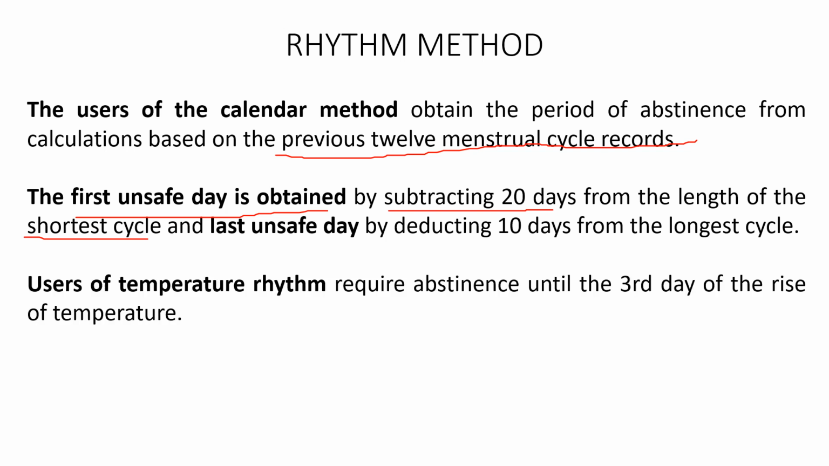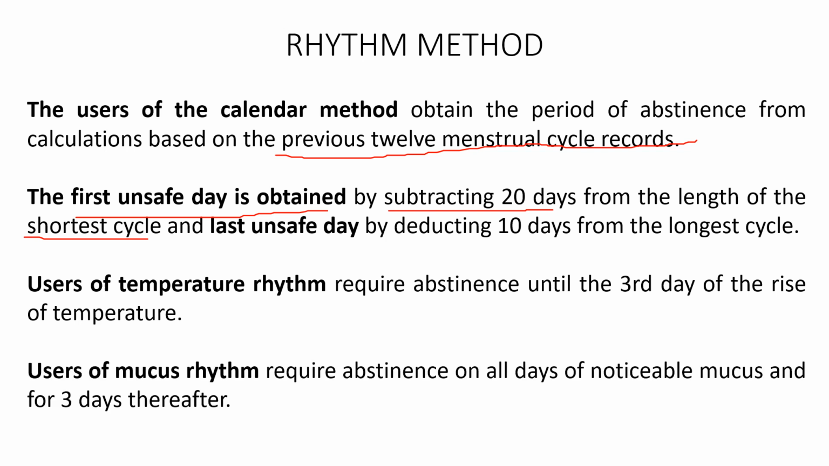Now, users of temperature rhythm require abstinence until the third day of the rise of temperature. We know that post ovulation there will be a rise of temperature, so abstinence until the third day of rise of temperature. And users of mucus rhythm require abstinence on all days of noticeable mucus and for 3 days thereafter.